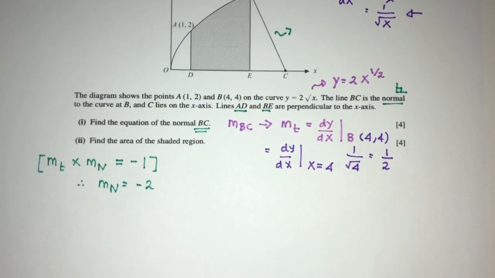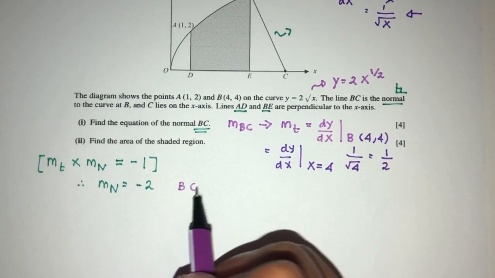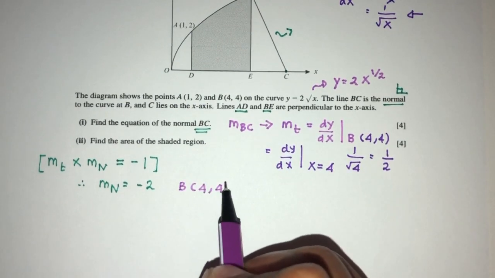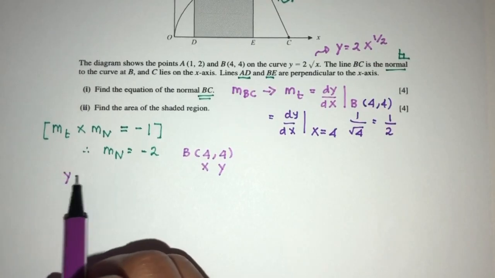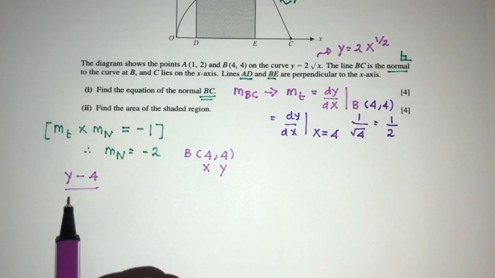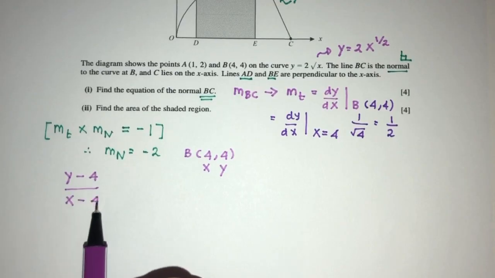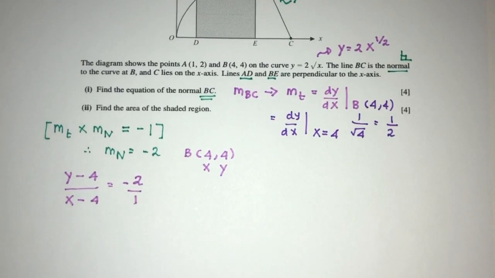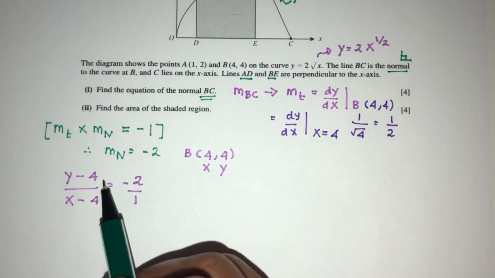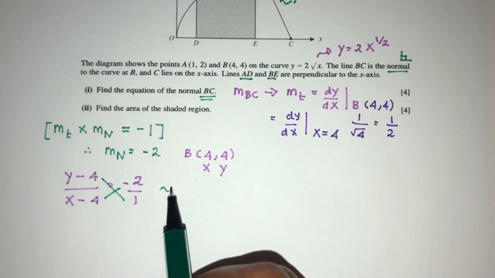Now to find the equation, we just need a passing point. Passing point is B, obviously. That will be 4 and 4. This is the x value and the y value. So we take y minus its corresponding value over x minus its corresponding value, which will be the value of the gradient, which is minus 2 over 1. Now again, why do I do this? This is just a technique or method to find the equation of a straight line. Nothing special here. So then cross multiply, you will have what?